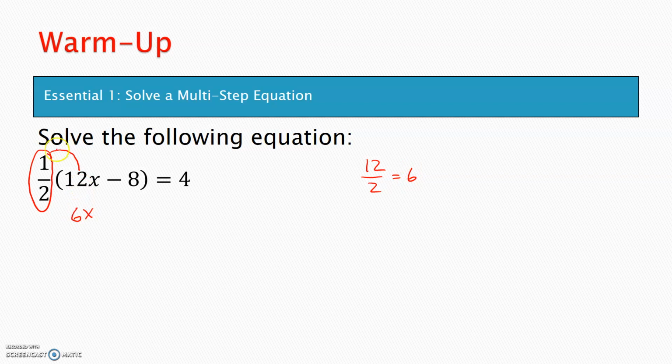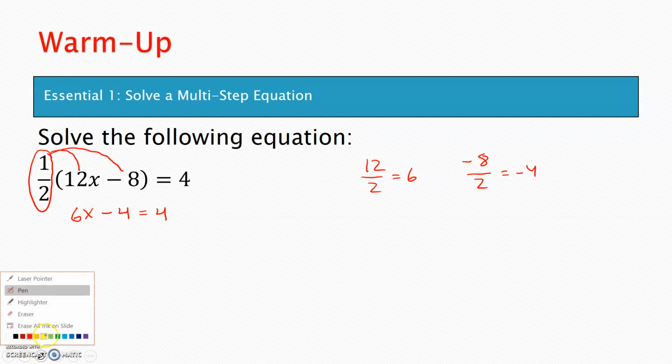Now let's do that one more time. Distribute. What is 1 times that -8? Well, 1 times -8 is just -8. And I divide it immediately by the 2 down below, which gives me -4. So I have 6x minus 4 is equal to, let me just drop down my 4.